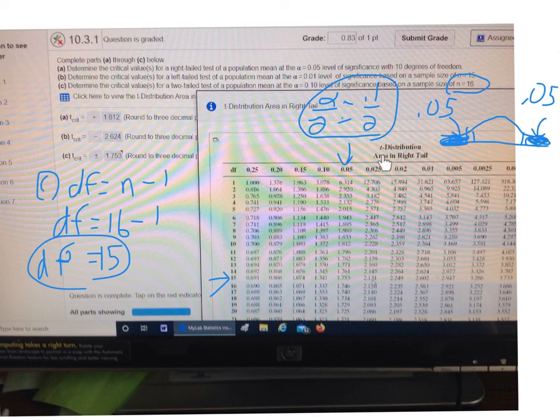Now this table gives you the area to the right, and so the area to the right will give us this t value here. And so I go to 0.05, I come down here, cross it with the 15, and I see 1.753. So this value here is 1.753, and by symmetry, this one's going to be negative 1.753. So it's just going to be a plus and a minus of this one since it's a two-tailed test, which is what I see here.